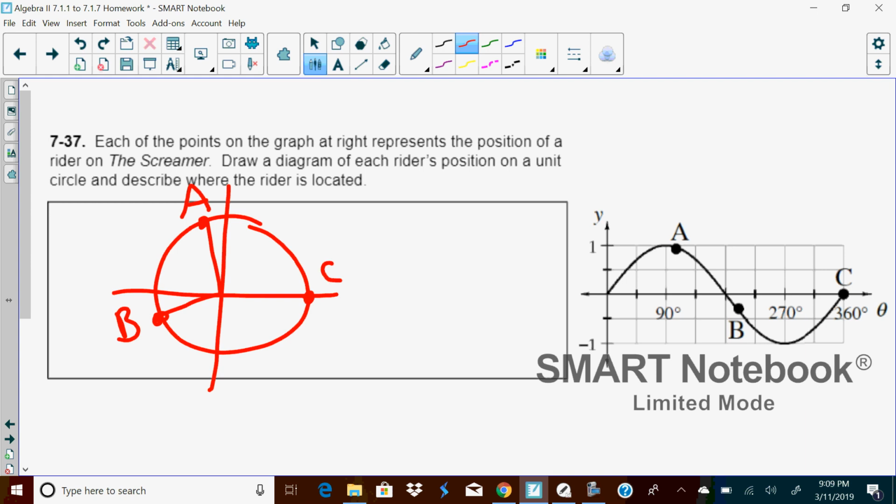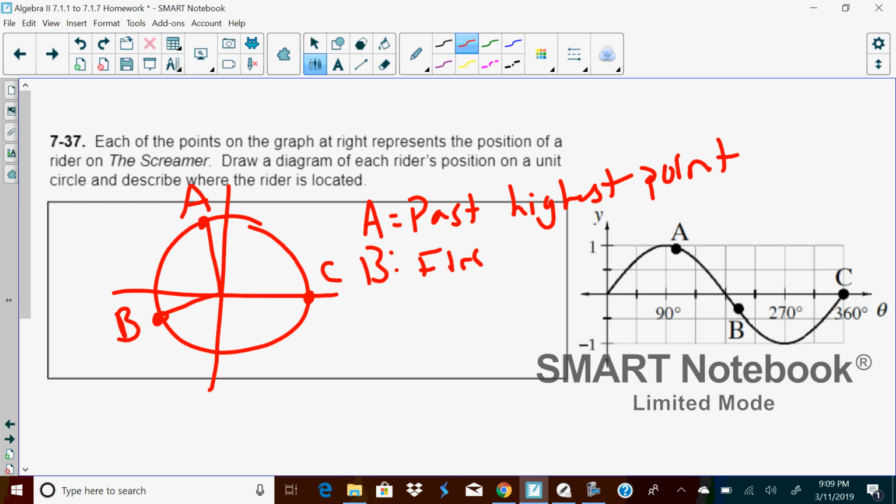So A we can say is past the highest point. B is when you're first underground. And C is back at the platform.